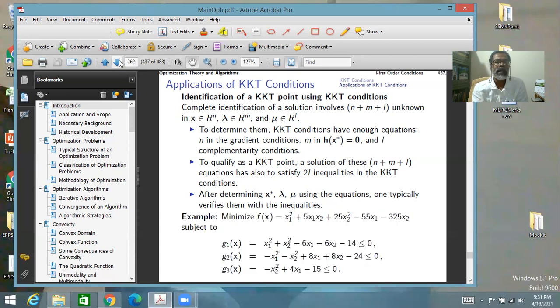Let us see an example. Say we try to minimize this function subject to these three inequality constraints. This is particularly relevant with inequality constraints, with which the first question is whether it is active or not. So if you know which constraints are active at the solution point which you are targeting, then you are actually half done.